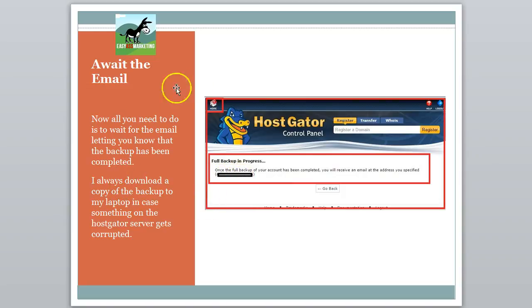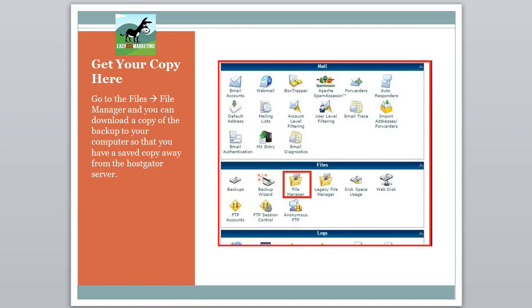So now you're done right here. You can just click Home and go back to the front cPanel. And then when you're ready to get your backup, when you get an email that your backup's ready, you can go back to Files, go into File Manager, and drill down into wherever you had it saved. It'll actually start out with the word backup in the file name, and you can download it to your own laptop or to a flash drive or something so that you have a copy besides the copy on the HostGator server.